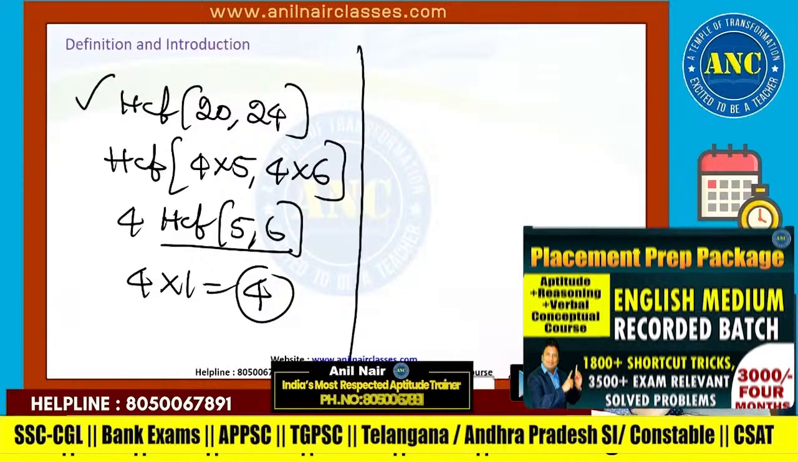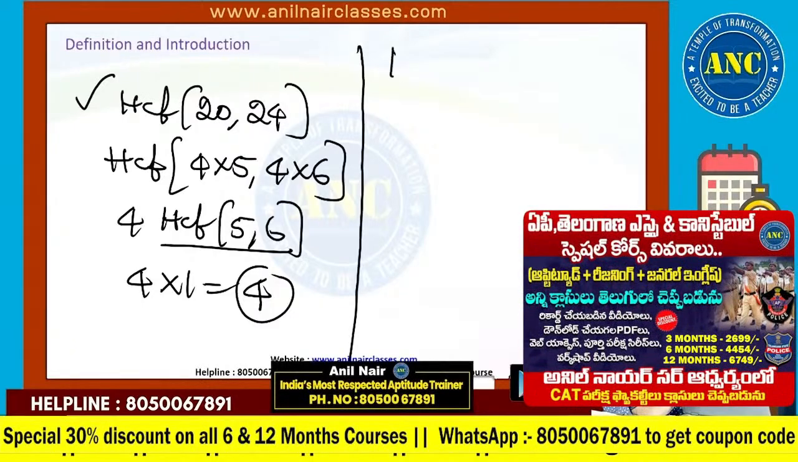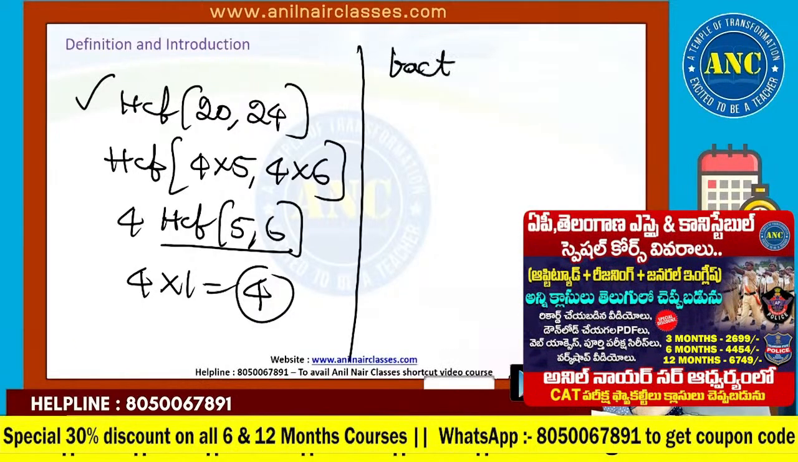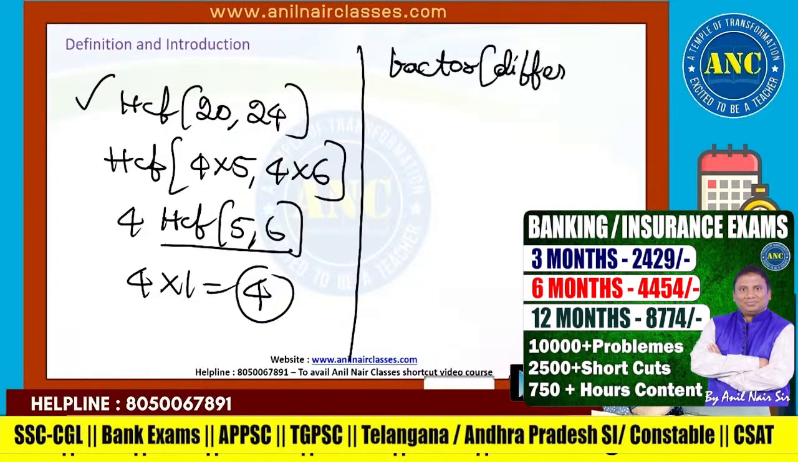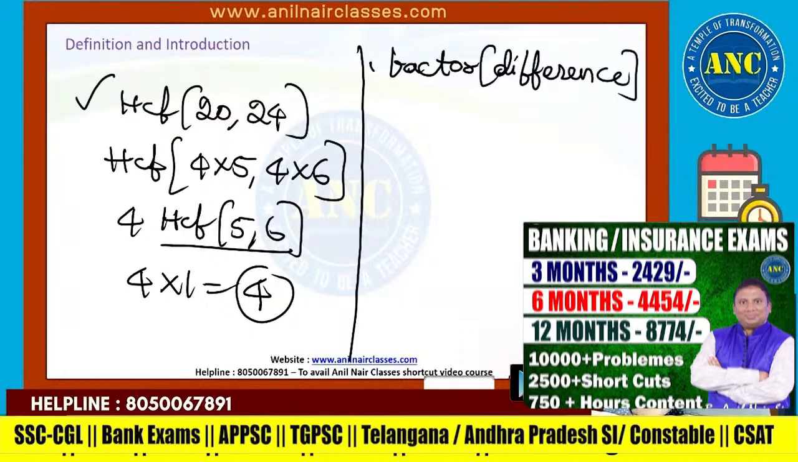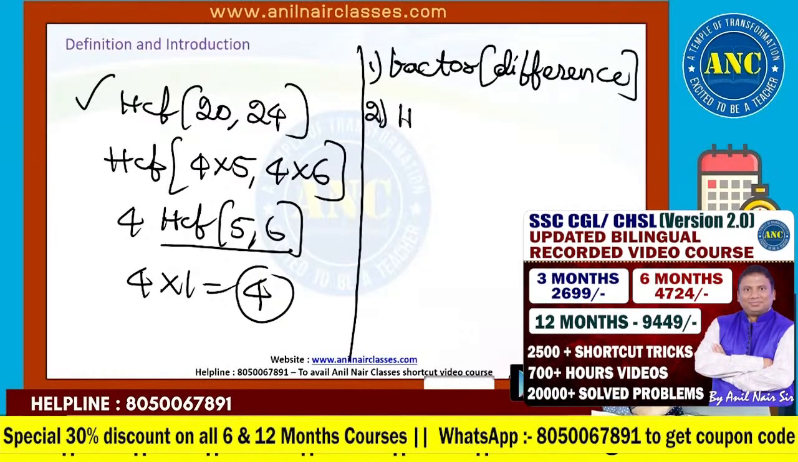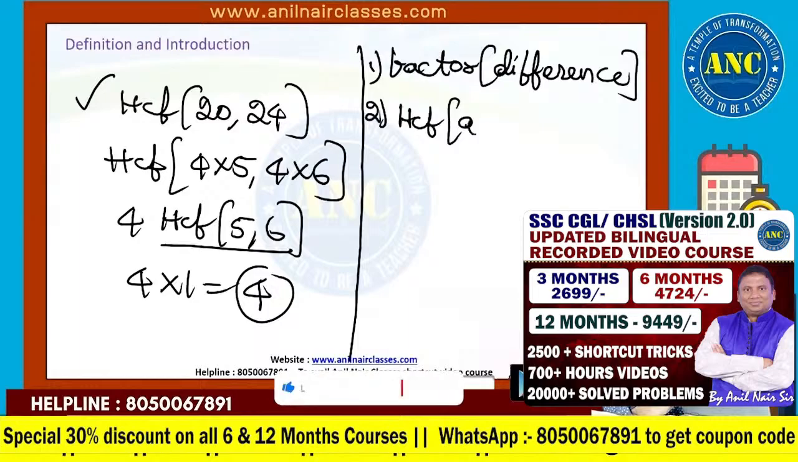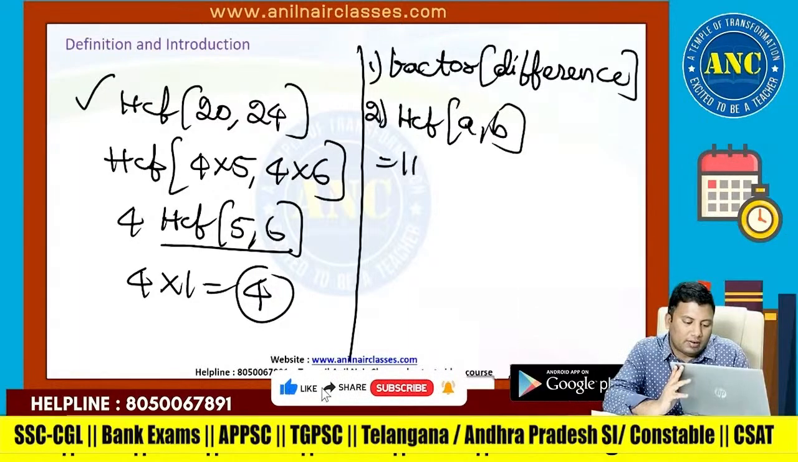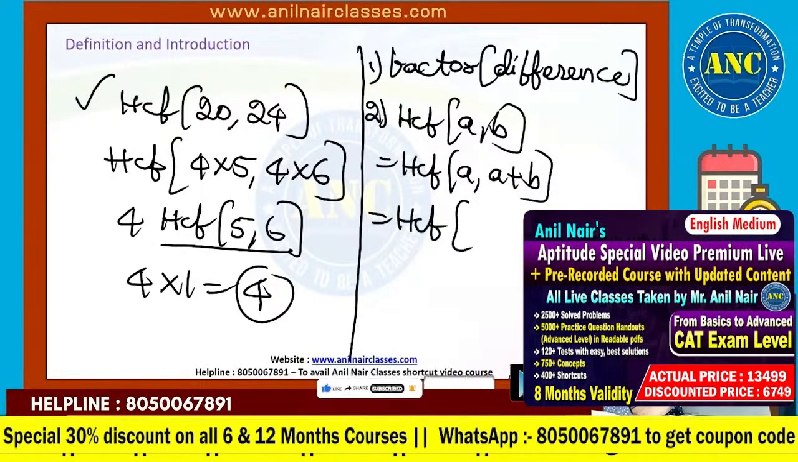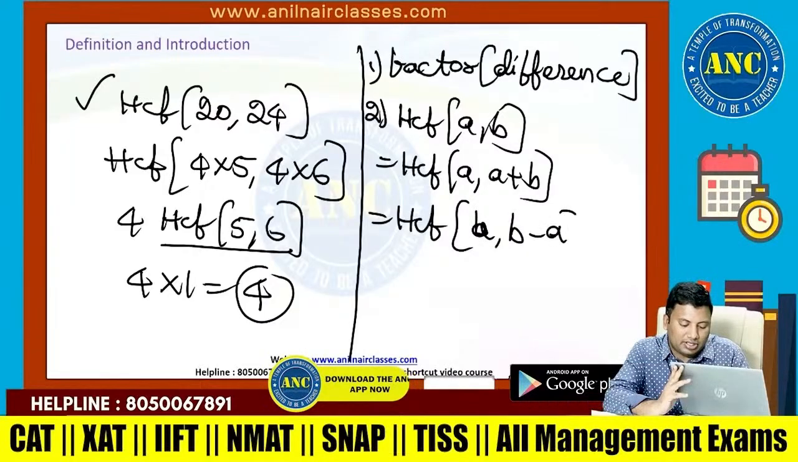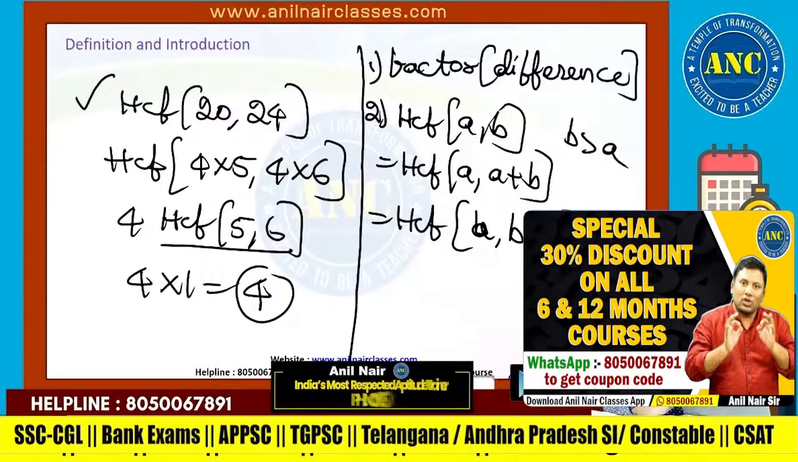Two important key points which I am repeating: the factor of the difference method. Point 1, point 2: HCF of A comma B is also equivalent to HCF of A comma A plus B. It is also equivalent to HCF of A comma B minus A, if B is greater than A.